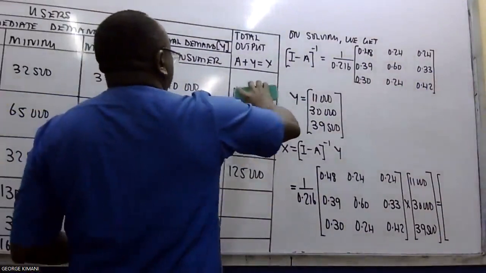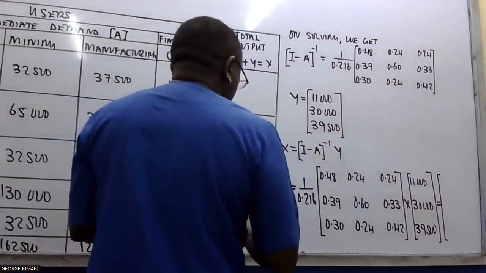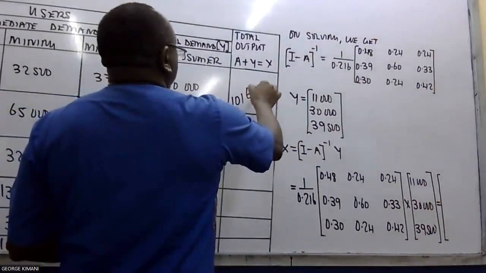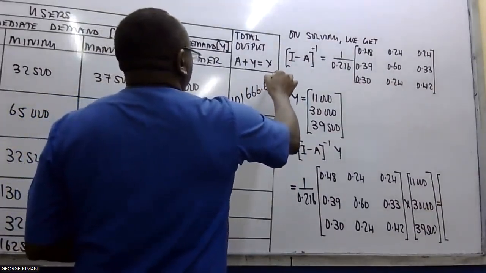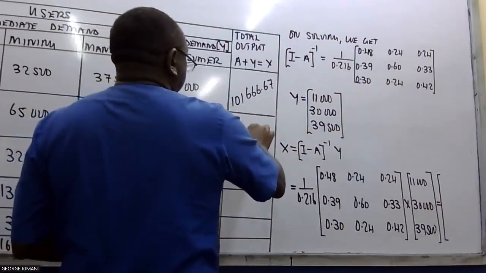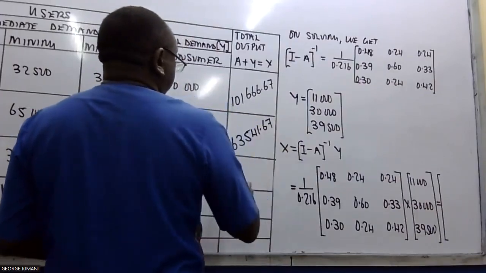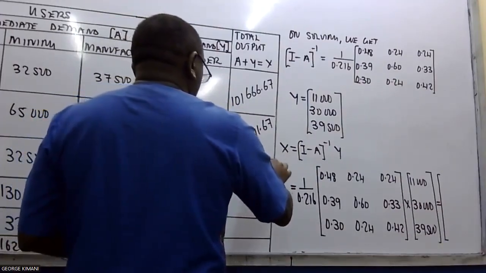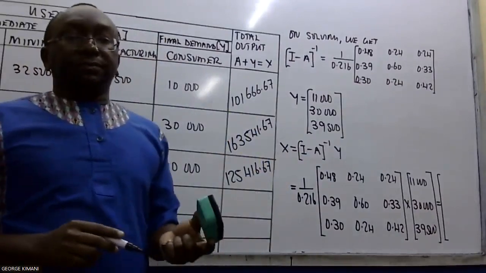What are the answers that you have gotten? 101.66. 0.67. Huyo mwingine umepata 5. Na huyo mwingine 0.67. Good. So that is how you go about it.